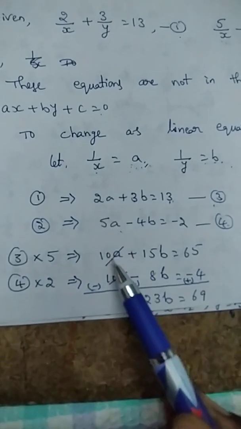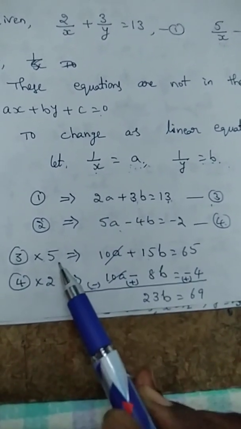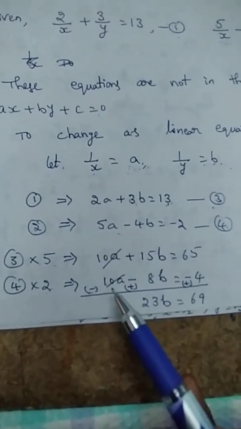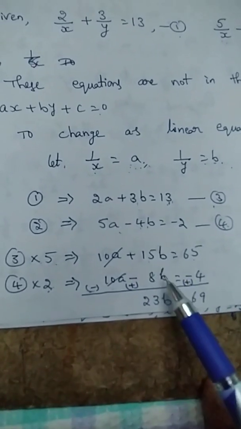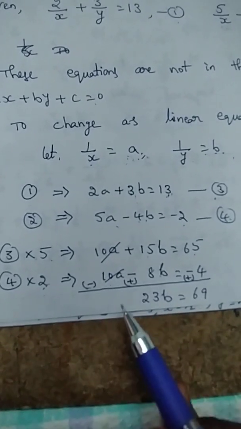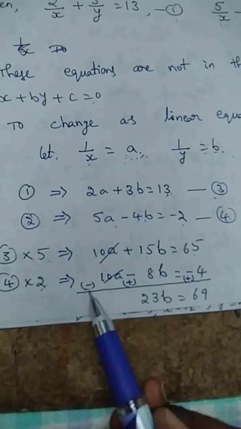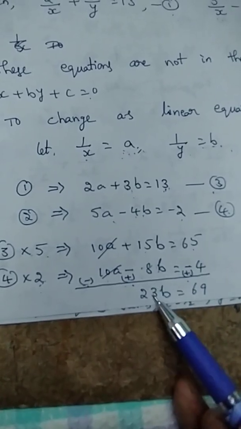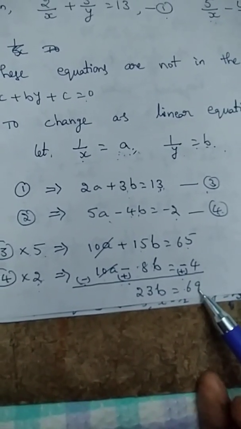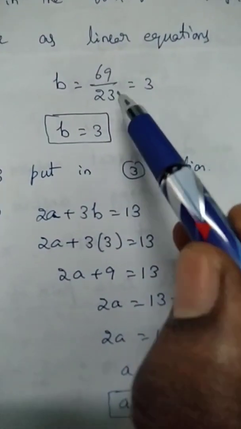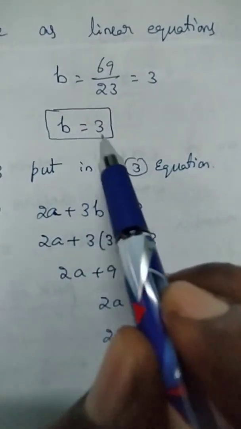So 3 into 5 means 5 2s are 10a plus 5 3s are 15b is equal to 5 13s are 65. Coming to the fourth equation, multiply with 2: 2 5s are 10a minus 4 2s are 8b, that is equal to 2 into minus 2, minus 4. So both are the same, so we subtract. Minus changes to plus, 10a cancels. 15b plus 8b is 23b, that is equal to 65 plus 4 is 69. Okay, already we have done so many problems by this procedure, so I am going very fast. So then b is equal to 69 by 23, which is 3. b is equal to 3.